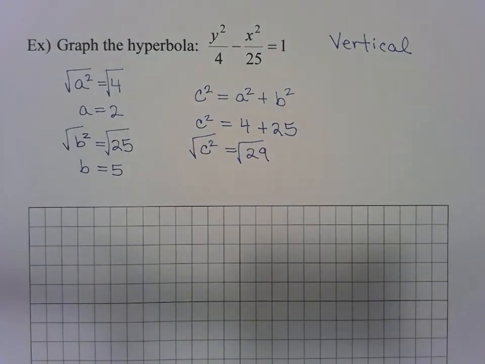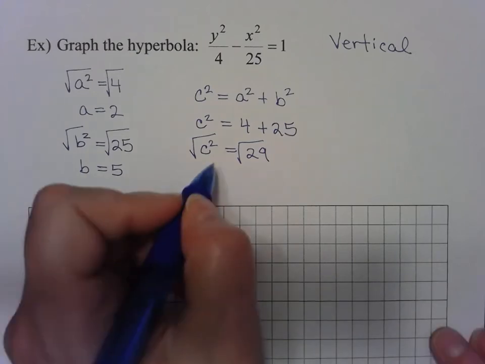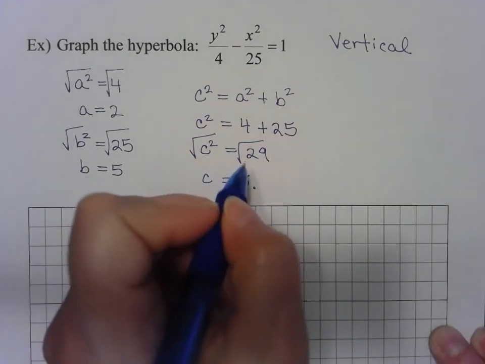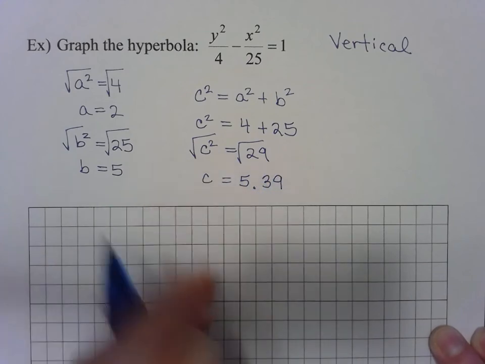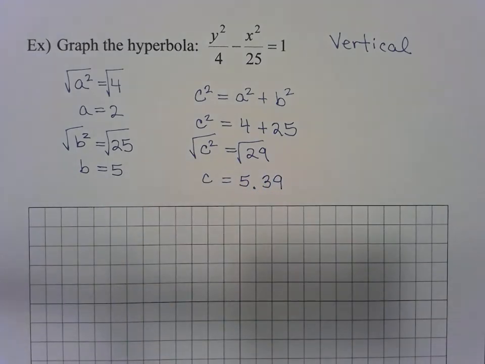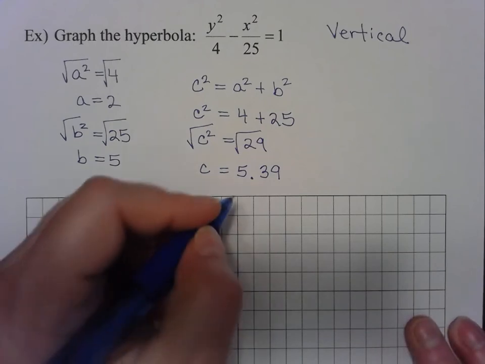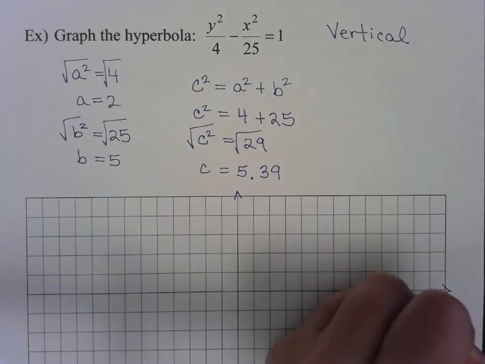So I'm going to take the square root of 29, and I get 5.39, let's say. Okay, so let's draw this. It's vertical. Here's our x and y.